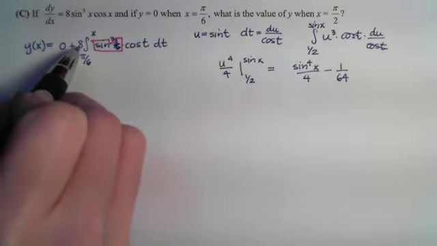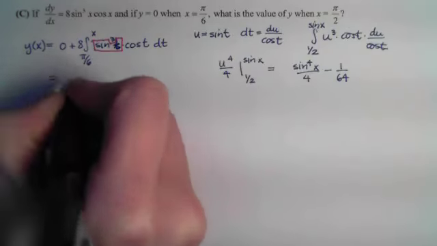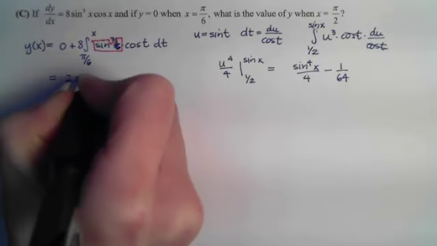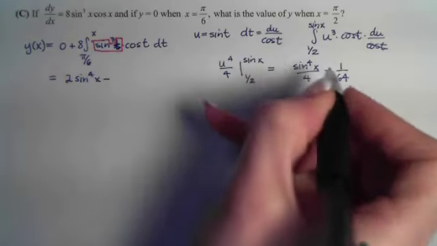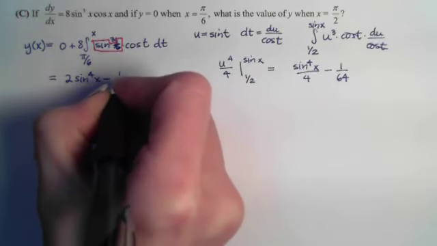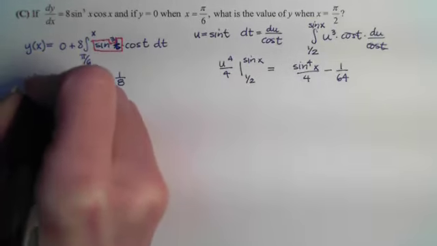And now I'm going to multiply it by 8. So I'll have 0 plus 8 times this is 2 of those sine to the 4ths, minus, and 8 times a 1/64 gives me a 1/8. Now that's y for any value of x.